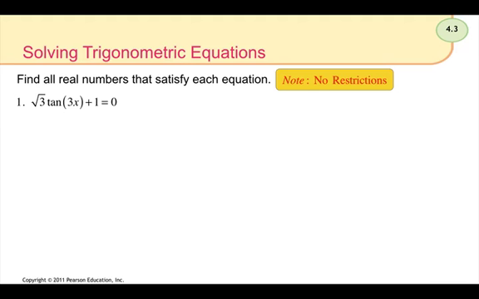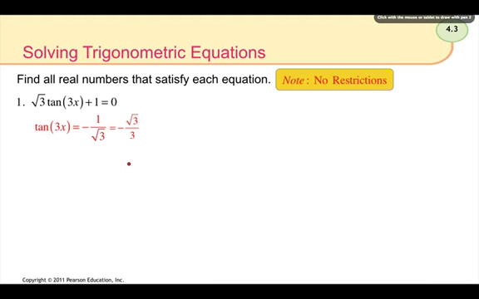So we have radical 3 tangent of 3x plus 1 equals 0. What we're going to have to do in this problem basically is solve for x. So in order to do that, I need to solve for tangent of 3x. Take away 1, divide both sides by radical 3. This is what I get. Rationalize, and this is what I have. Tangent of 3x equals negative radical 3 over 3.